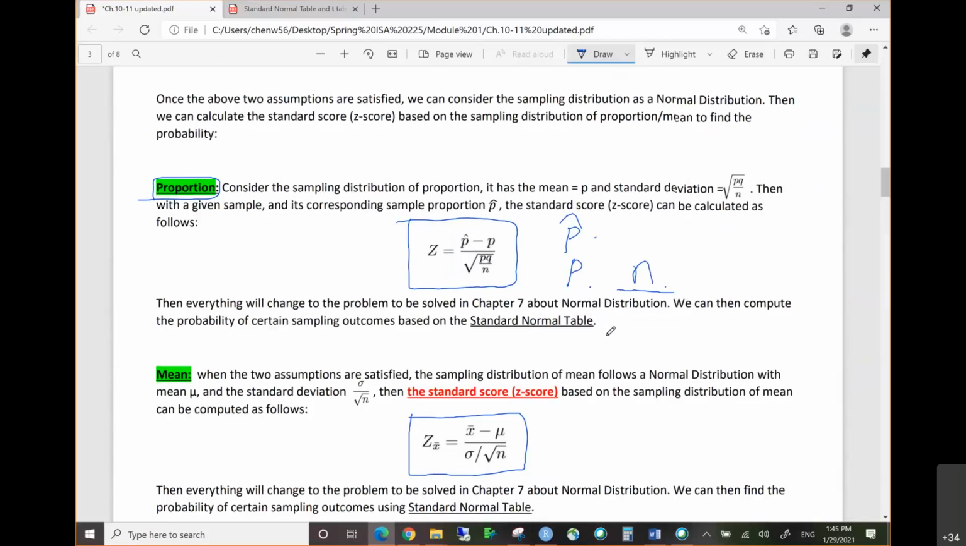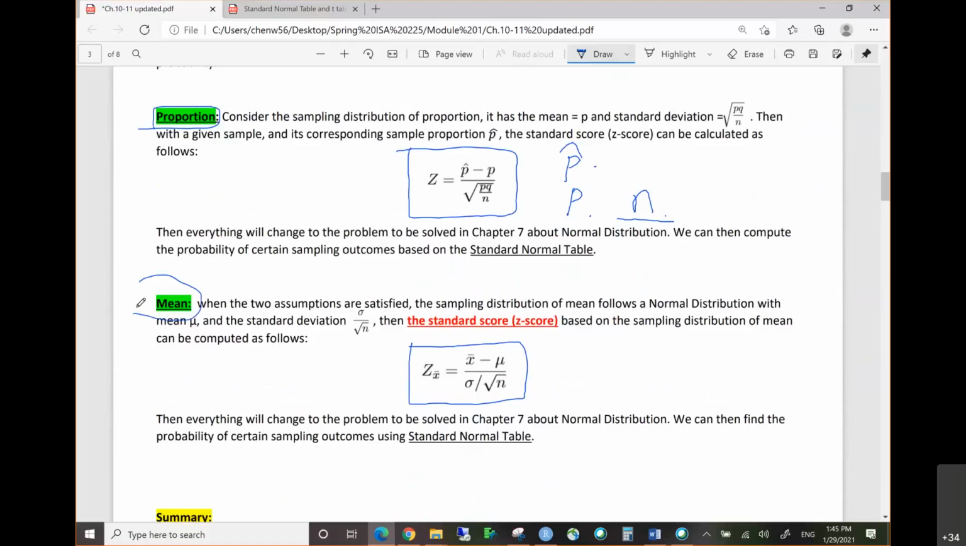All right, and if we are talking about the sampling distribution of mean, then we have another formula where we need to know the sample mean, the population mean, the population standard deviation, and the sample size n. Once we calculate our z-score, everything becomes easy. We just use the z-score, go to the standard normal table to find the probability to the left or to the right.